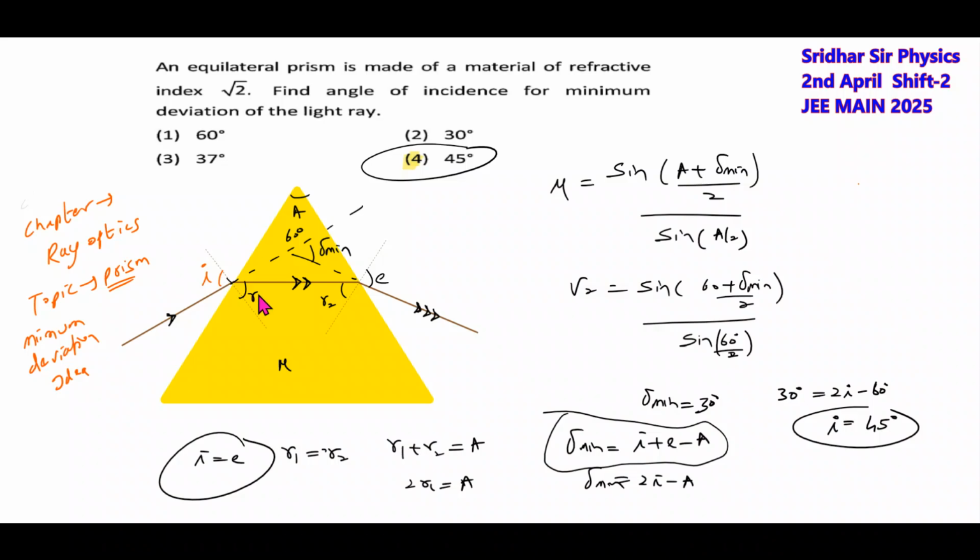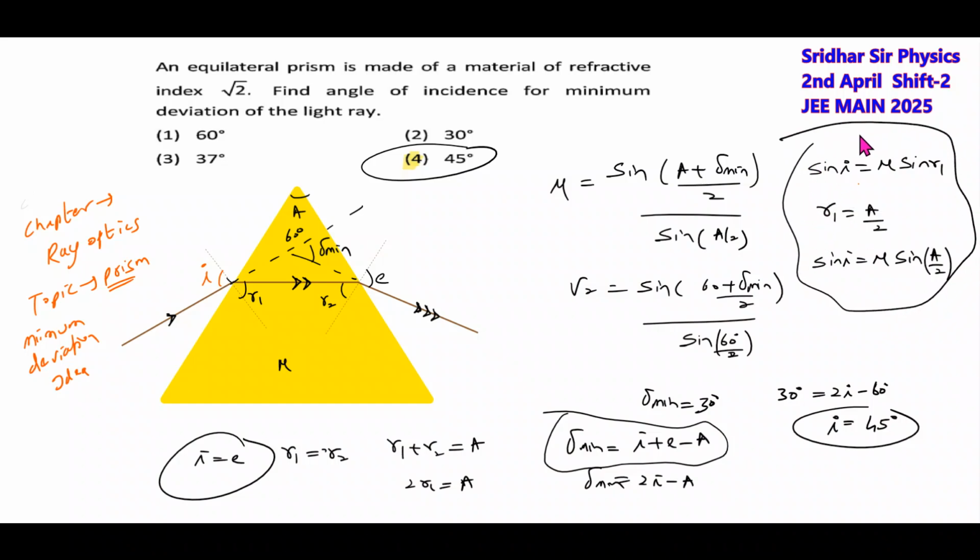We know mu. You can calculate the I here, because at minimum deviation sin I equals mu sin R1. At minimum deviation, R1 will become equal to A by 2. So sin I equals mu sin of A by 2. Substitute this, solve, and you will get the answer. This is another method. You can use this or this one.